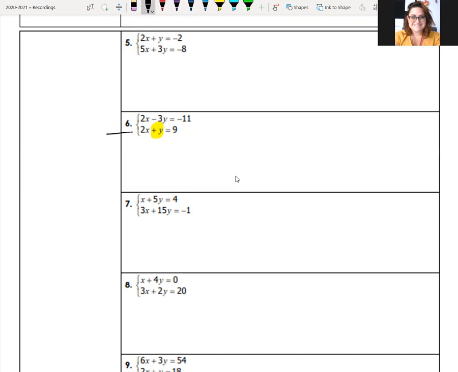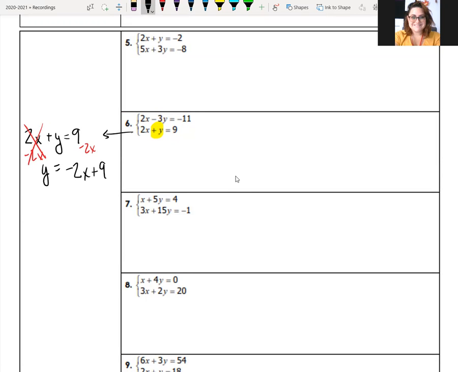So I'm going to come over here off to the side and rewrite this problem. And I want it to say y equals or x equals. In this case, I'm going to choose y because it's all by itself, which means it's going to be a lot easier to move. Minus 2x on each side. So that cancels. And I am left with y equals -2x plus 9.